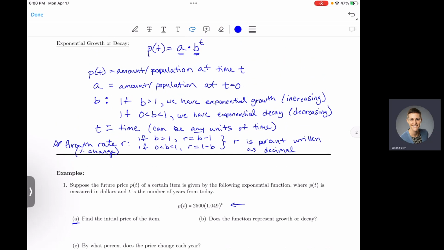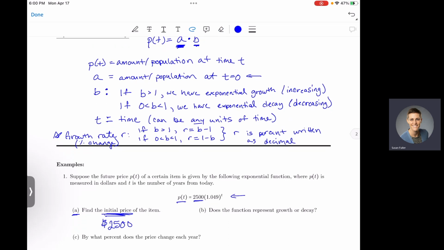So P of t, this is your price at time t. This 2,500, that's our A value up here. That is your amount or your population. Here it's the price at time equals 0. Because that's our price at time equals 0, that's our initial price. So 2,500 is our initial price. So right here, we're going to have $2,500. That is our initial price of this item.